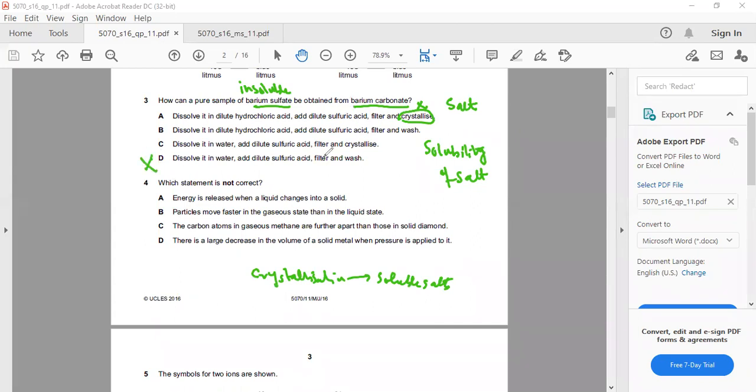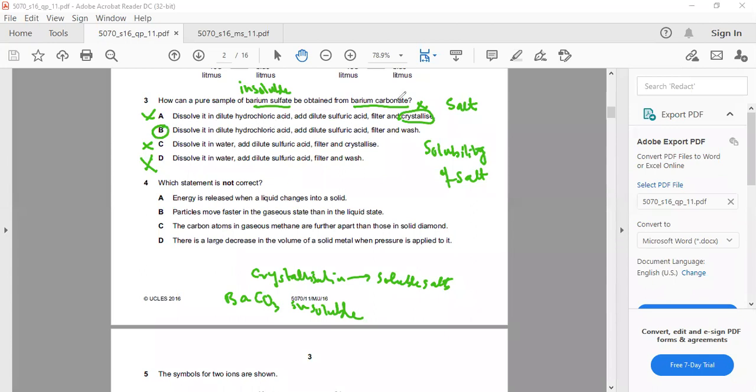Barium carbonate is insoluble. All carbonates are insoluble except carbonates of group 1: sodium carbonate, potassium carbonate, and ammonium carbonate are soluble. So barium carbonate is insoluble. So D wrong. Dissolve in water is wrong because barium carbonate is not soluble. A is wrong because we don't use crystallization. So answer will be B.